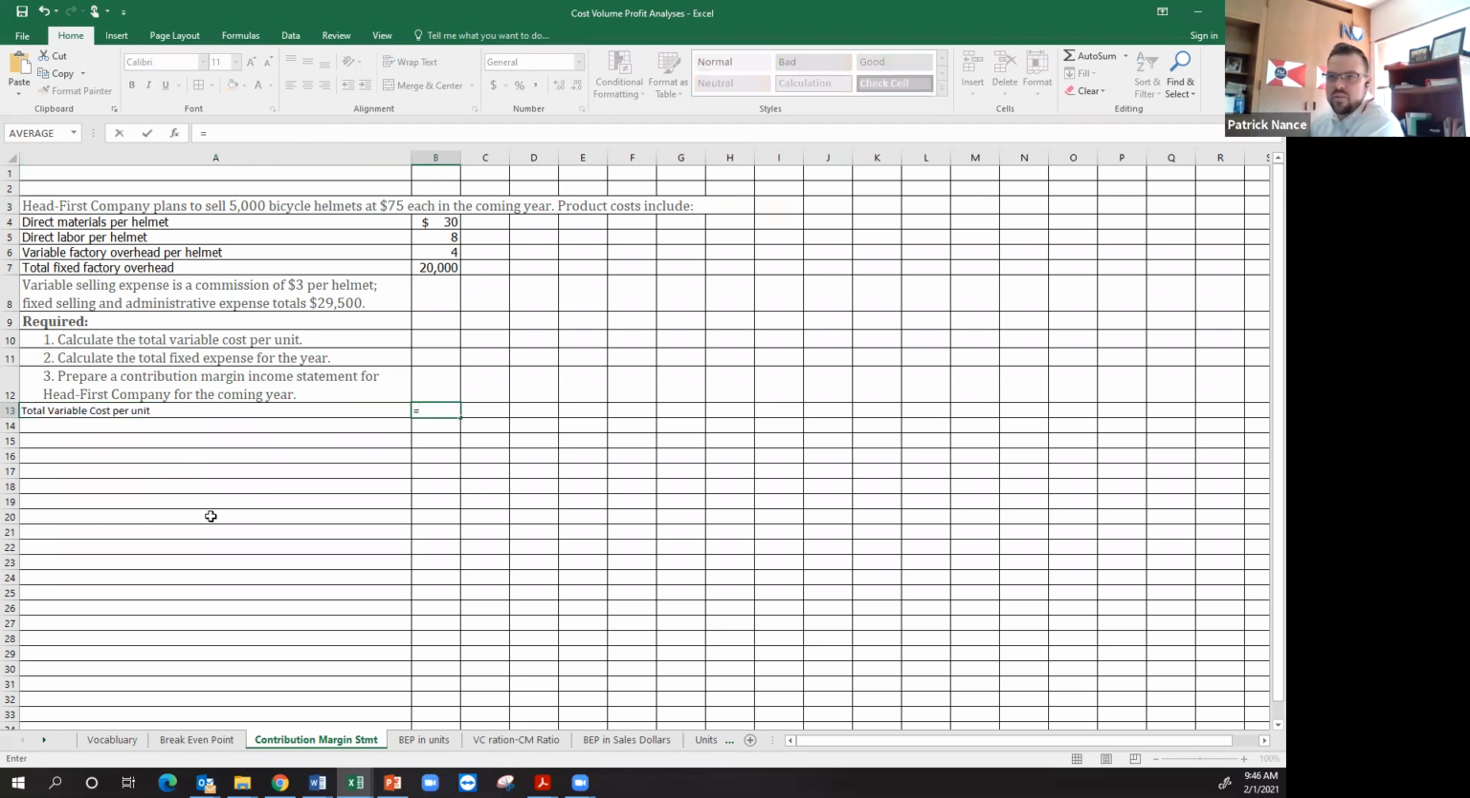The total variable cost per unit is just literally adding up all of my variable costs on a per unit basis. So I've got $30 plus direct labor, which would also be a variable cost, plus my 4. And actually I should have typed it out here, but I'm also going to need to add a variable selling expense of $3 per helmet, which I also need to include. So I'm going to go back and type that in.